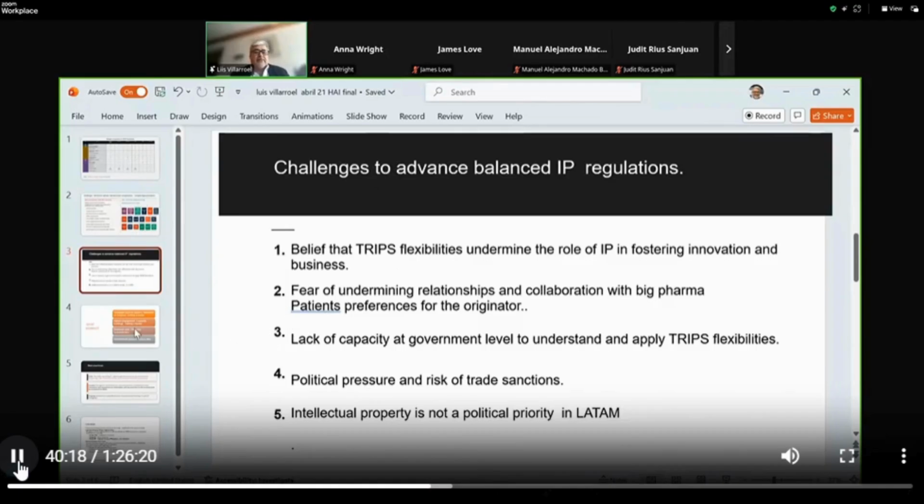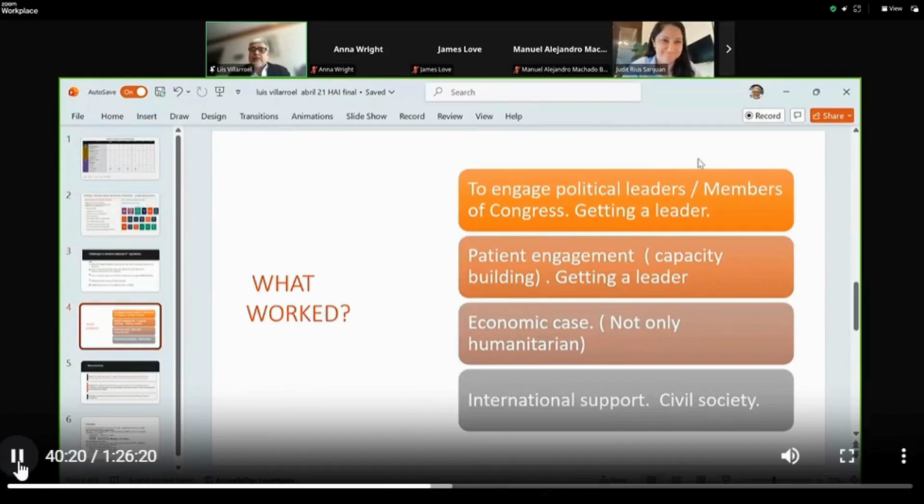And I think I'm at 5 minutes, and I will stop with this final slide. What has worked for us when we succeeded with the compulsory license for sofosbuvir was to engage political leaders, to get a leader on the political side to push for it, to get a leader from patients, and to make an economic case, not only a humanitarian one. And finally, very important, the support of civil society to sort out the other challenges. And I stop here. Thank you.